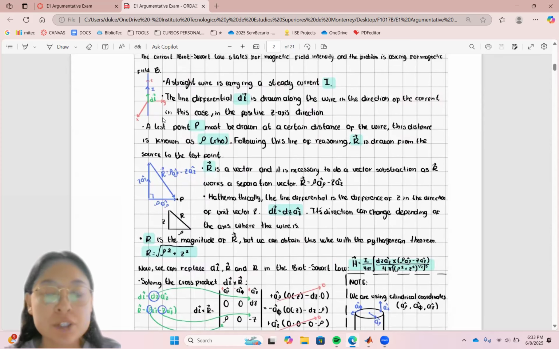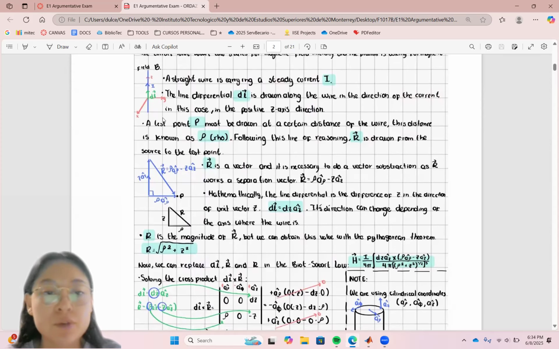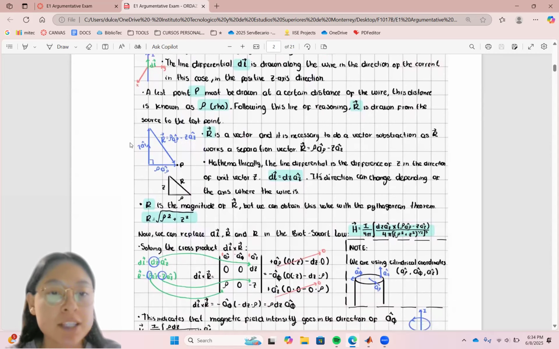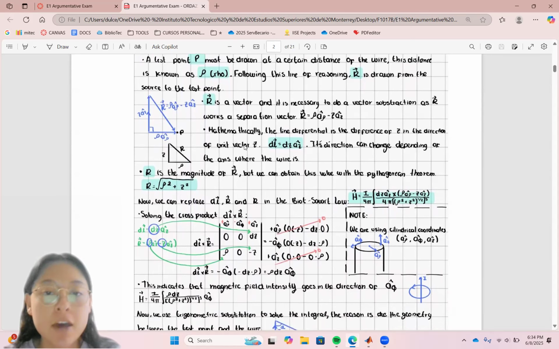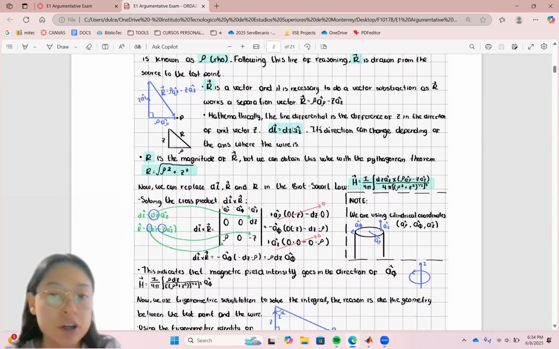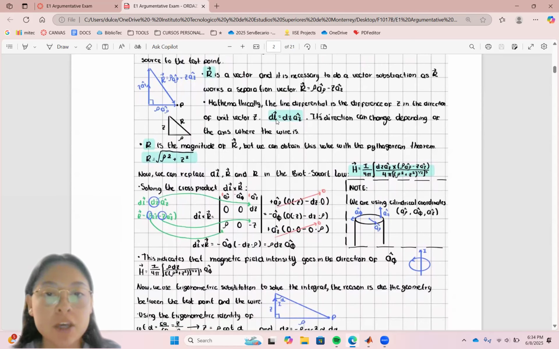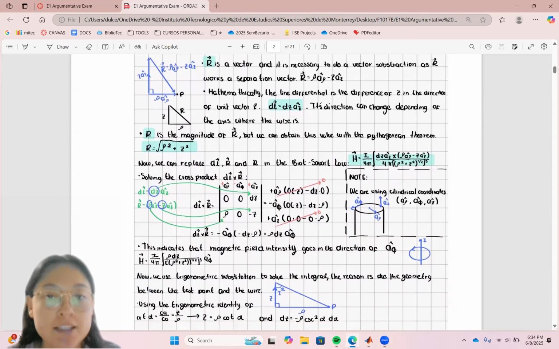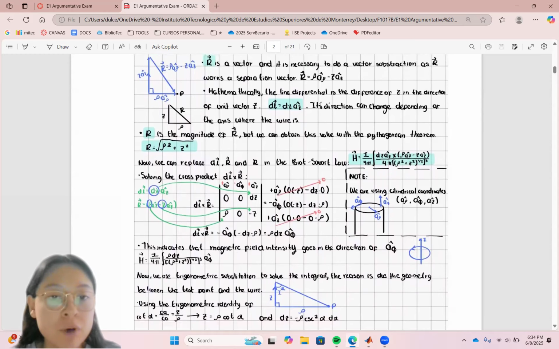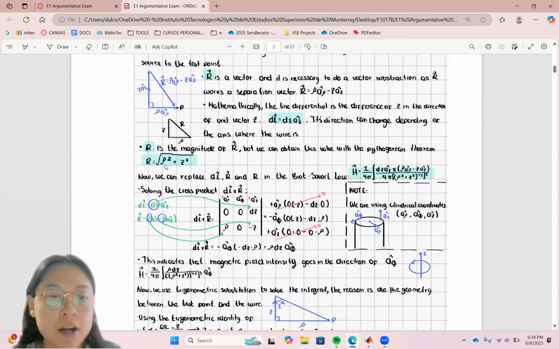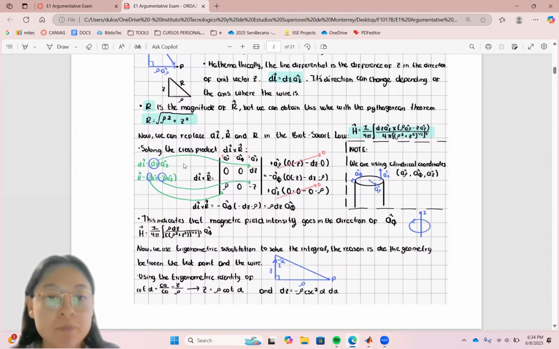Following this line of reasoning, the vector r is drawn from the source to the test point, as we can see here. Then r is the separation vector, so we make a subtraction from rho unit vector a_rho and z unit vector a_z. Mathematically, as L goes in the direction of z, we use the line differential as this z unit vector a_z. And for the magnitude of r, we simply put the square root of rho squared plus z squared.